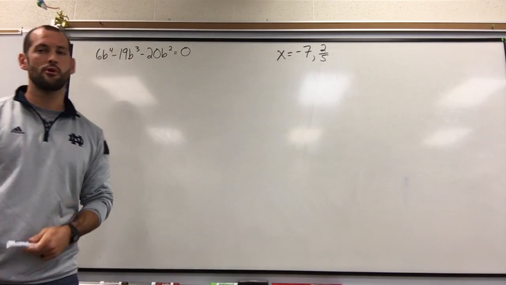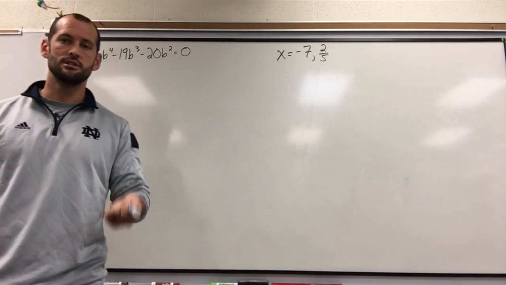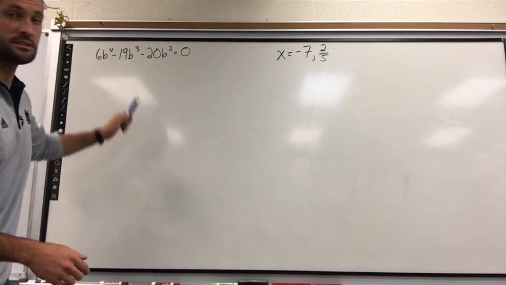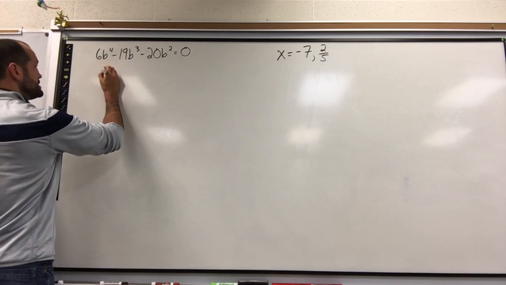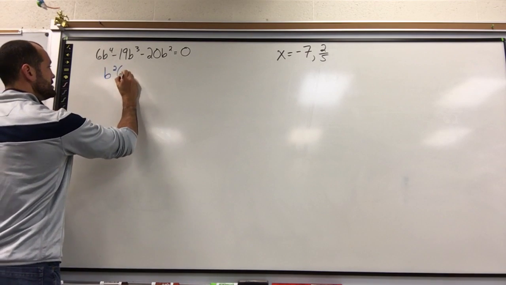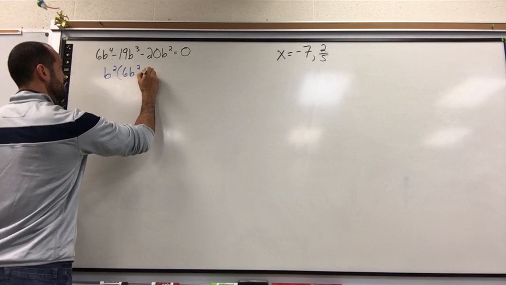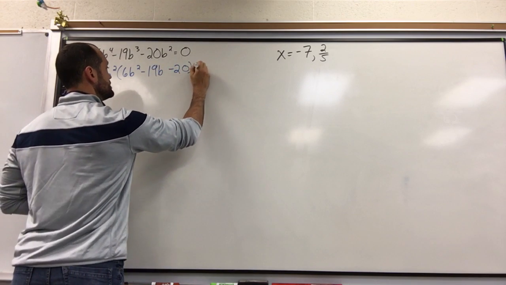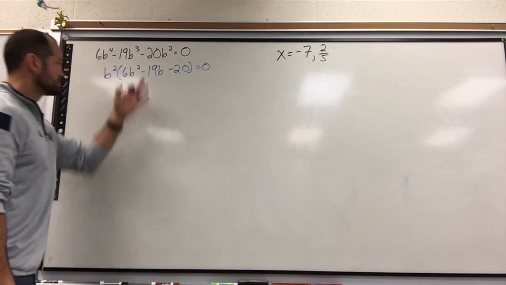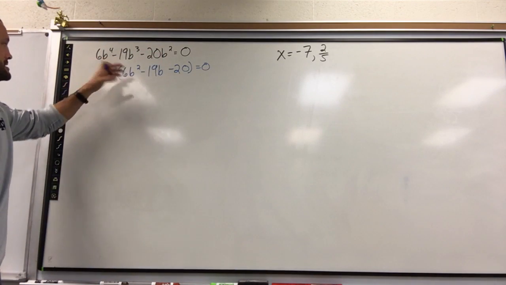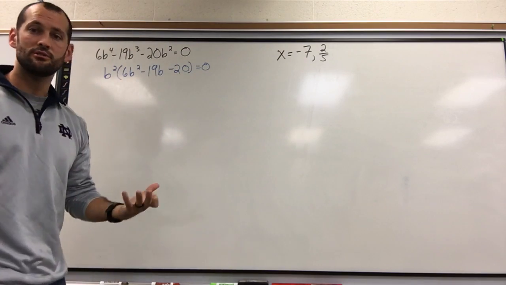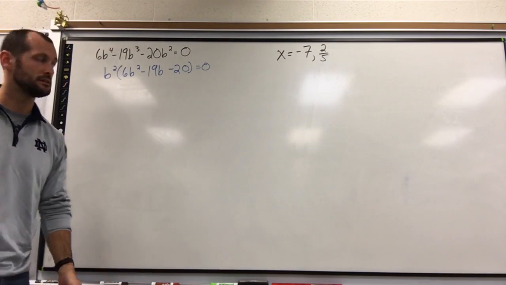First thing you always look for in any factoring process, GCF. Now these don't share a numerical GCF, but they do share a b squared. So I'm pulling the b squared out first, leaving us with 6b squared minus 19b minus 20, still equals 0. You'll notice all we do when we pull something out, essentially if you go into a parenthesis, you multiply. So if you come out of a parenthesis, you divide. And that's how we got our trinomial left.